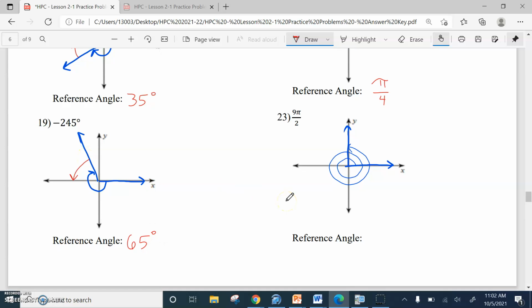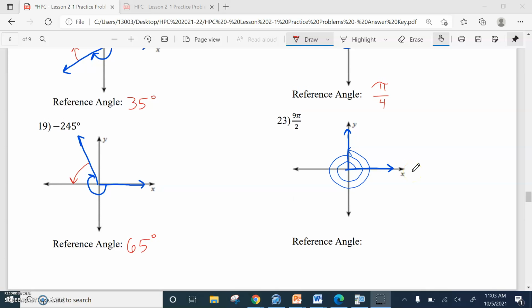And our last one, 23. We're looking at 9 pi over 2 as the standard form, and if we draw that out, 1 pi over 2, 2 pi over 2 is just pi. So there's 2, 3, 4, 5, 6, 7, 8 pi over 2, and there's 9 pi over 2. You could also look at it as 4.5 pi over 2's, so that's really 2 1/4 times around the circle.